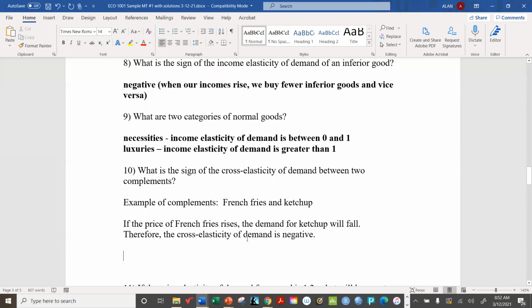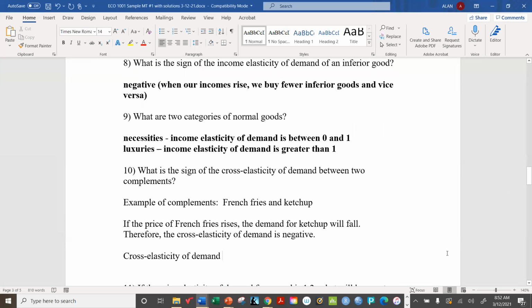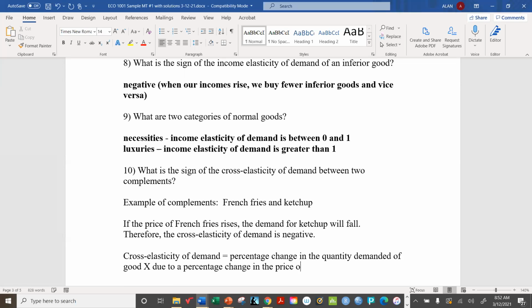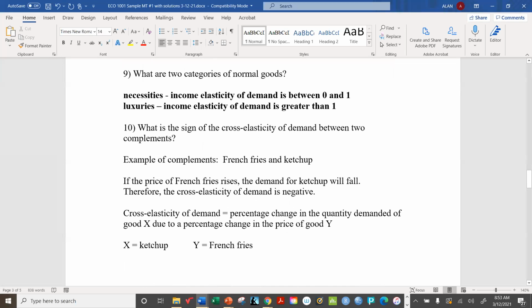Okay, because remember what it is: the cross elasticity of demand equals the percentage change in the quantity demanded of good X due to a percentage change in the price of good Y. All right, so here you can think of X as the ketchup, Y is the French fries. Okay, so because the price and the quantity demanded go in opposite directions, that implies that the cross elasticity has to be negative.